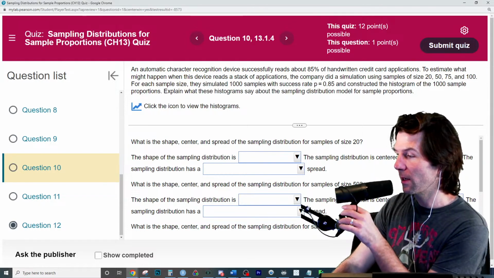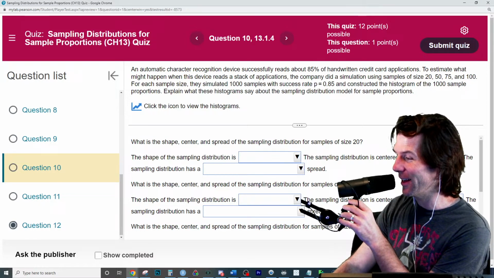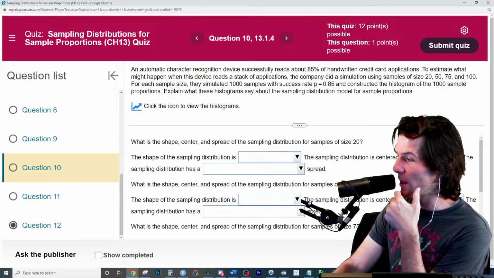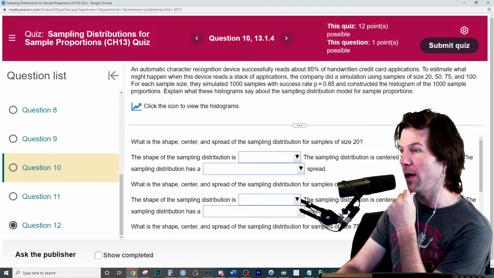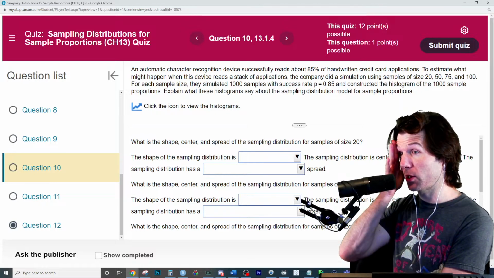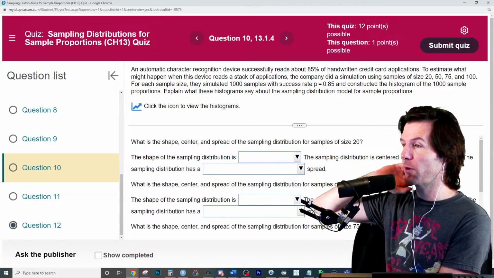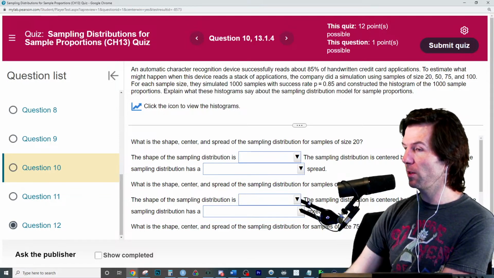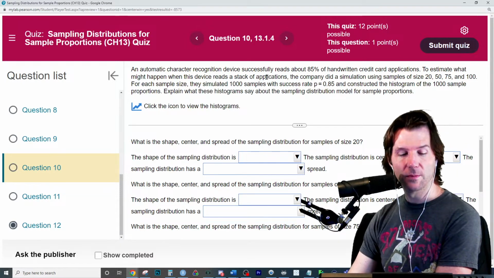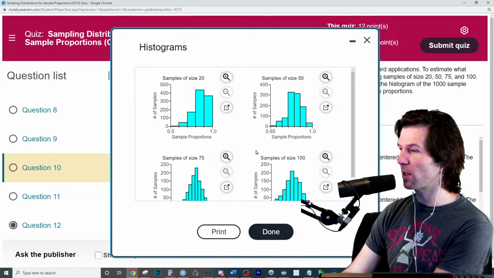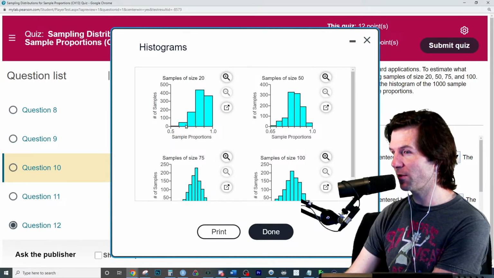Except for what Blake said, that's all part of one question. What is the shape, center, and spread of the sampling distribution of sample size 20? So we're going to be able to view the histograms right here. If the sample size is very small, this is very similar to the other question. It's going to look right skew, or left skew. I was thinking 15% failure rate, so it's going to be left skew.